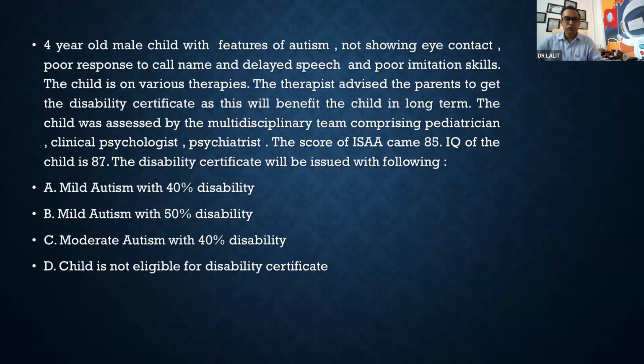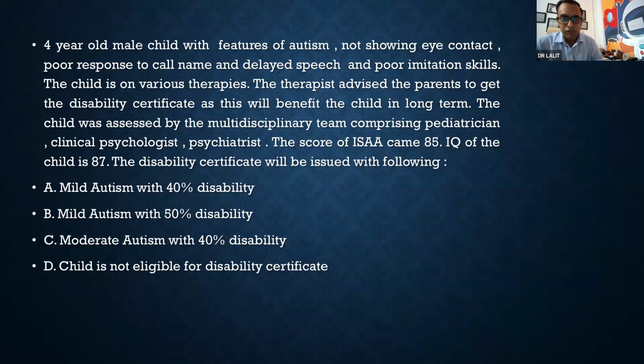So next, come to our next question. This is about disability, that is the disability certificate, which has now been introduced by the government of India, and people with autism can get a disability certificate or cannot get one. Let's discuss this question. A 4-year-old male child with features of autism, not showing eye contact, poor response to name call, delayed speech and poor imitation skills. So all core features of autism are present in this child.